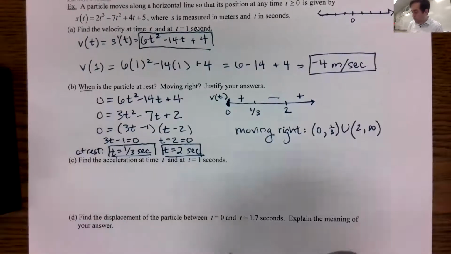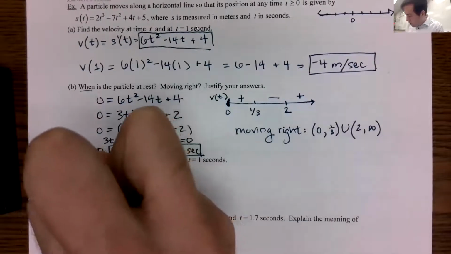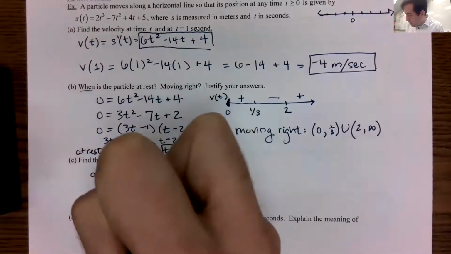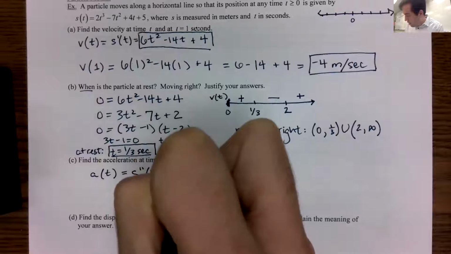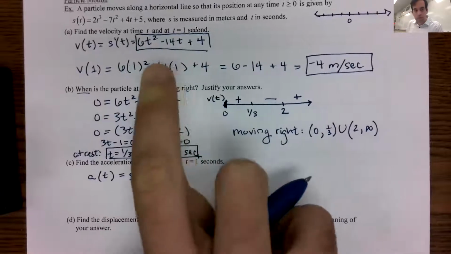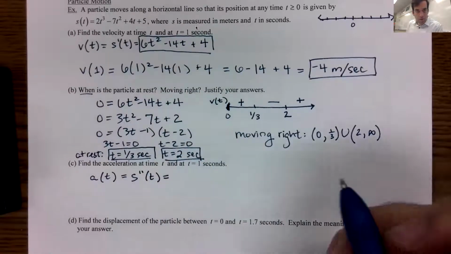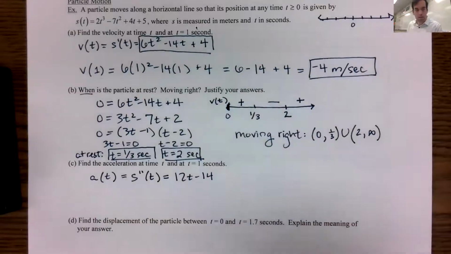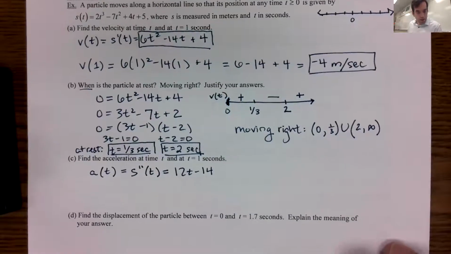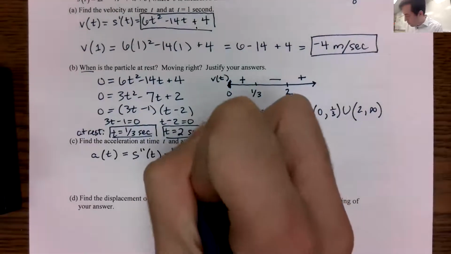Letter C, find the acceleration at time t and at t equals 1 second. So now we know that acceleration is the second derivative of the position function. So we're going to take that same function from above, and now we're going to take the second derivative. So it's going to be 12t minus 14, and everything else is getting dropped off. So there's our first part.